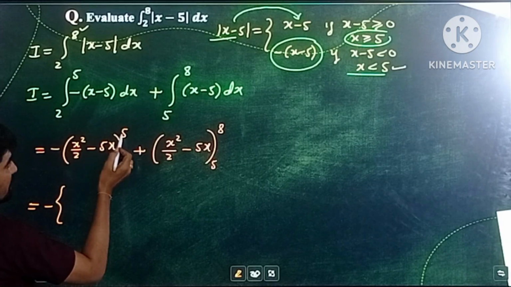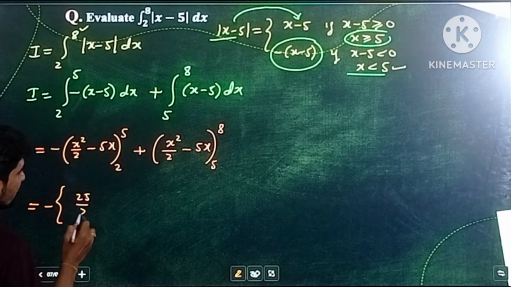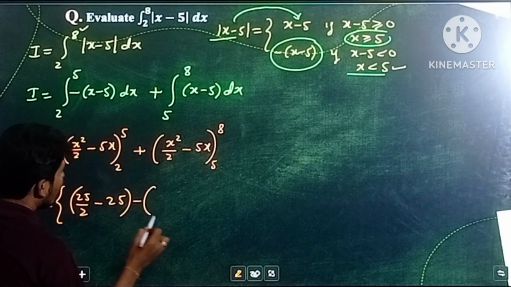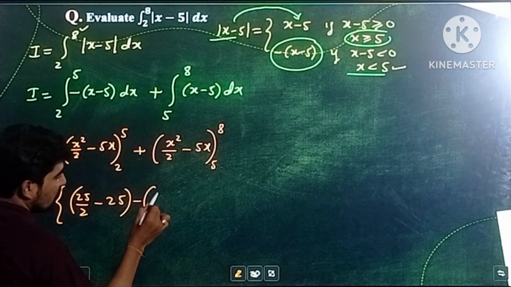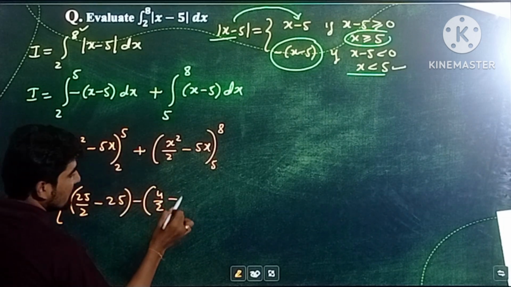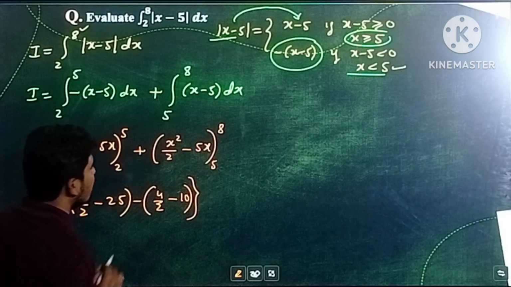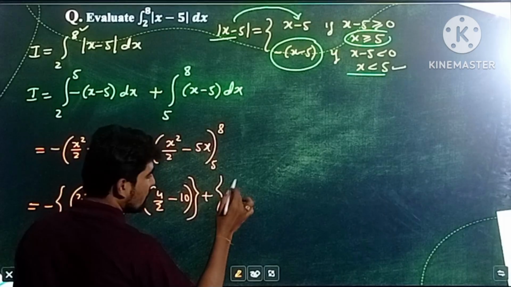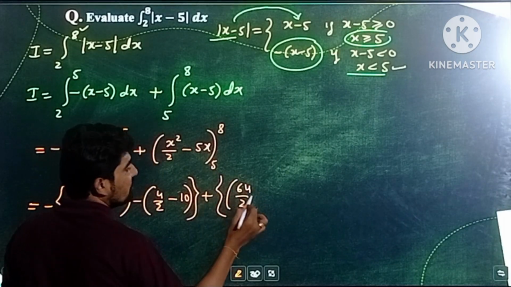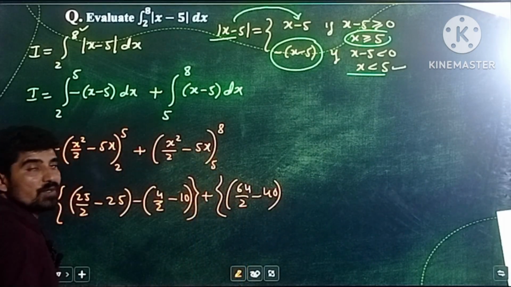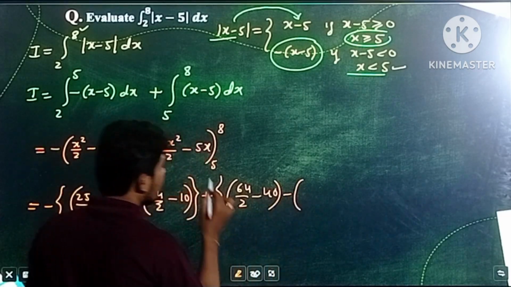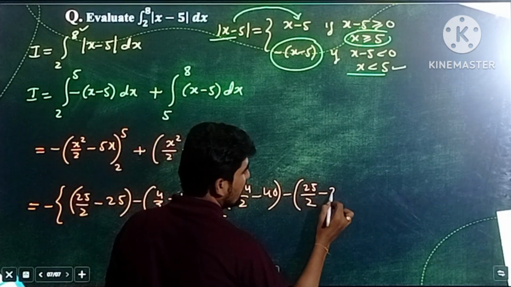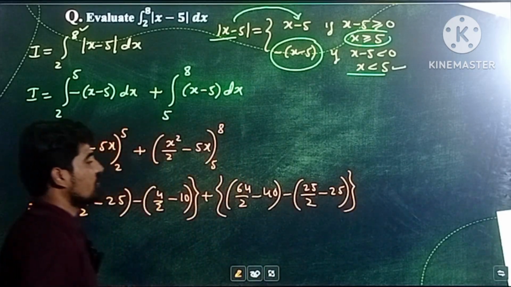Minus as it is, upper limit is 5, 5 square is 25 divided by 2, minus 5 into 5 is 25. So upper limit completed. Minus lower limit 2 square is 4, 4 divided by 2, minus 5 into 2 is 10. So we completed the first part. Plus second part, note again same thing, 8 square is 64, so 64 by 2, minus 5 into 8 is 40, minus lower limit 5 square is 25 divided by 2, minus 5 into 5 is minus 25. I hope all of you understanding.